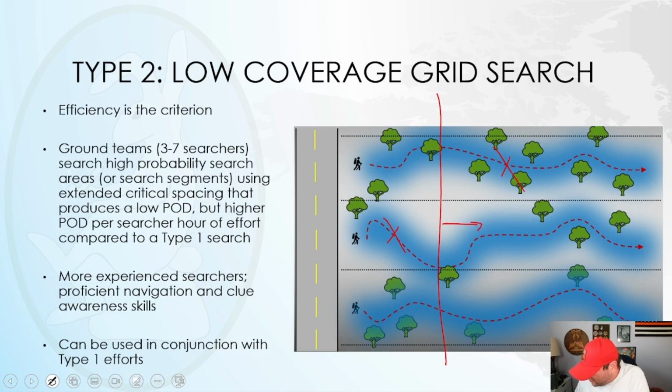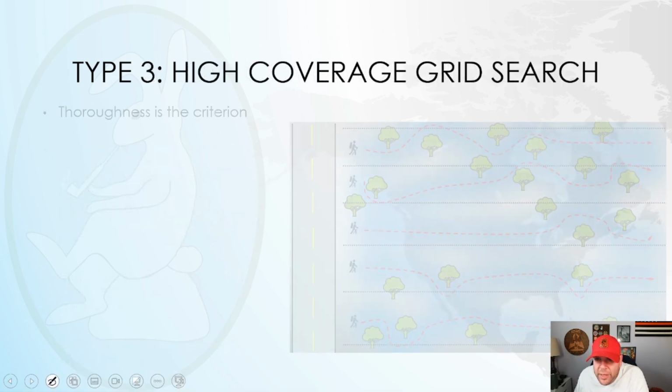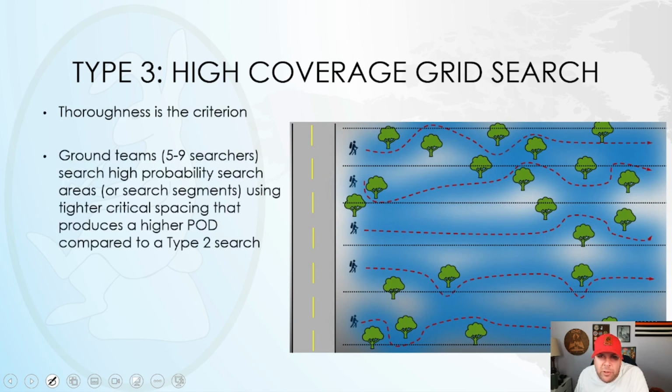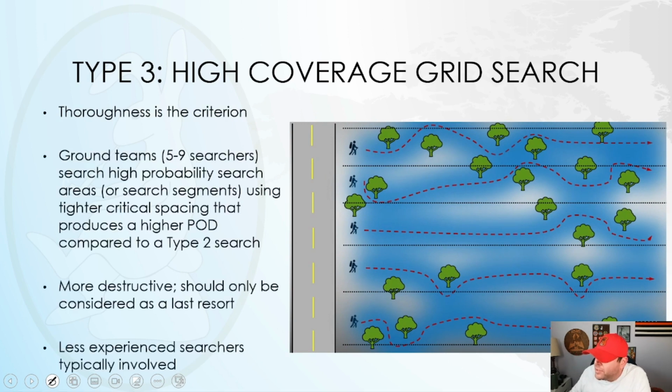So a type 3 search is called a high coverage grid search. And the difference between a type 2 and type 3 is this: it's more about thoroughness. As you can see, this is the exact same search area that we had in the previous example, but now we have more searchers added to the line. You're looking at 5 to 9 searchers on a particular team. I've run it as high as probably 12 in running a tight grid search like this.